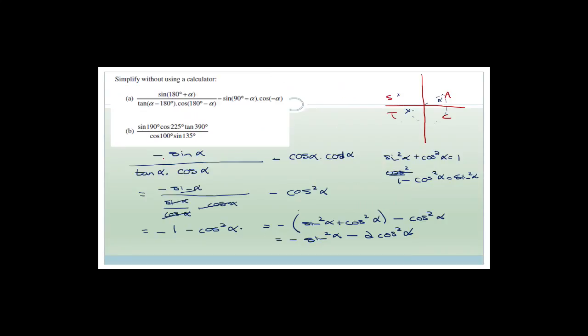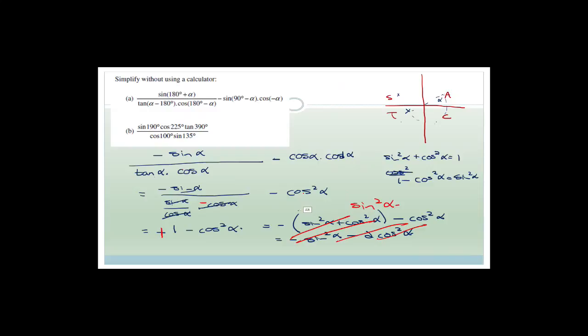Just a second, I think I might have made a mistake. The sine of 180 plus alpha is minus sine alpha. Tan of alpha minus 180 is tan alpha. Cos of 180 minus alpha is negative, there we go, there's my mistake, that's plus. So therefore this becomes 1 minus cos squared alpha, which is just sine squared alpha. There you go, much better.